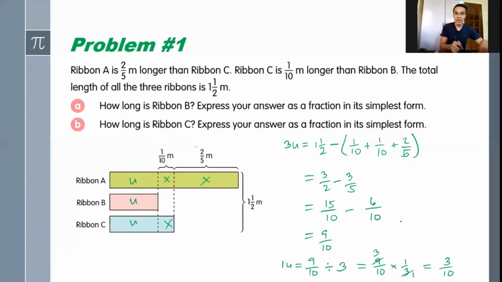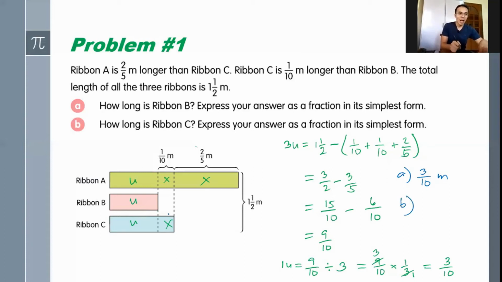We are now ready to answer the questions. Letter A, how long is ribbon B? Ribbon B is this one, that's 1 unit. So the answer for letter A is just 3/10 meter. This is the length of ribbon B.